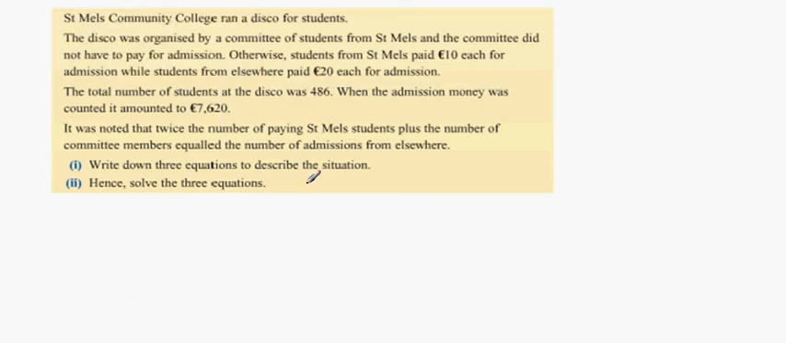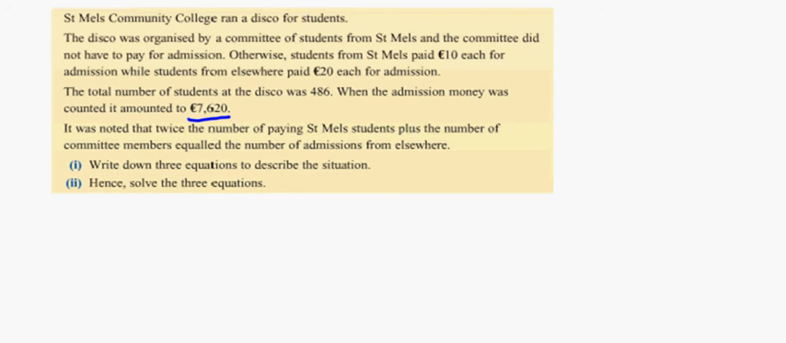Okay, St. Mel's Community College ran a disco for students. The disco was organised from a committee of students from St. Mel's, and the committee did not have to pay for admission. Otherwise, students from St. Mel's paid €10 each for admission, while students from elsewhere paid €20 each for admission. The total number of the students at the disco was 486. When the admission money was counted, it amounted to 7,620. It was noted that twice the number of paying St. Mel's students plus the number of committee members equaled the number of admissions from elsewhere. Write down 3 equations describing the situation.